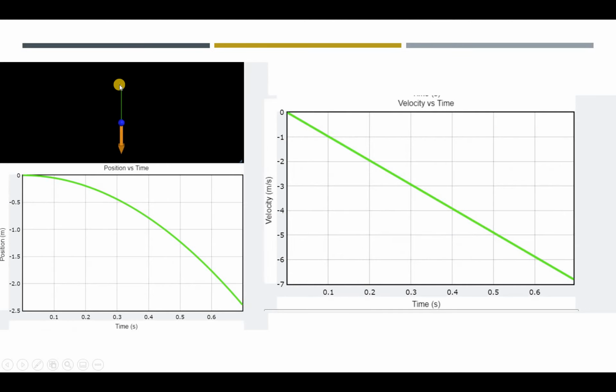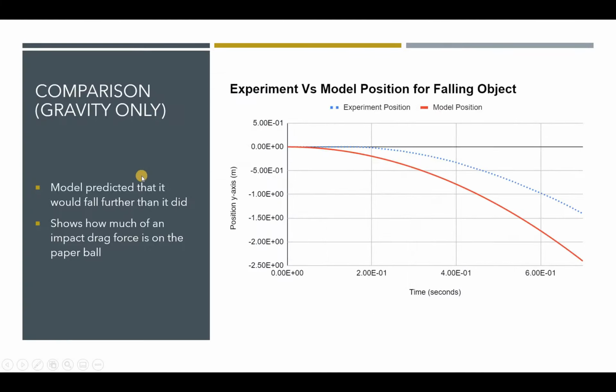And this is going to be the model of the ball at the origin. It's going to drop down, and this is going to be our force of gravity magnitude. And you can see this position versus time and the velocity versus time. And you notice the velocity versus time is a constant linear slope down. So it's changing velocity at a constant rate.